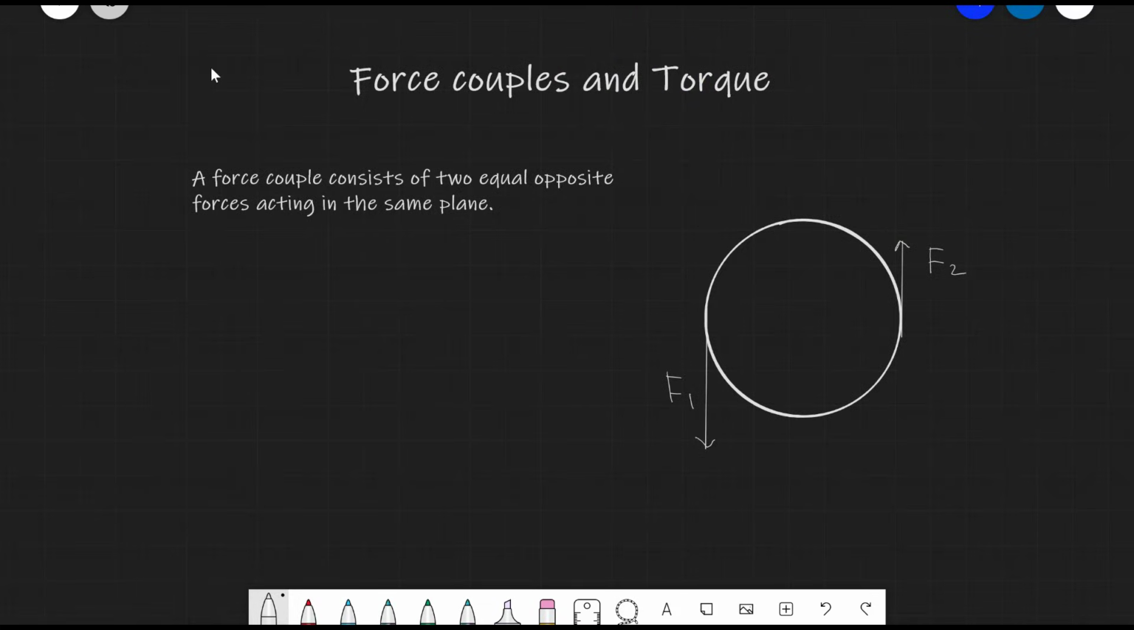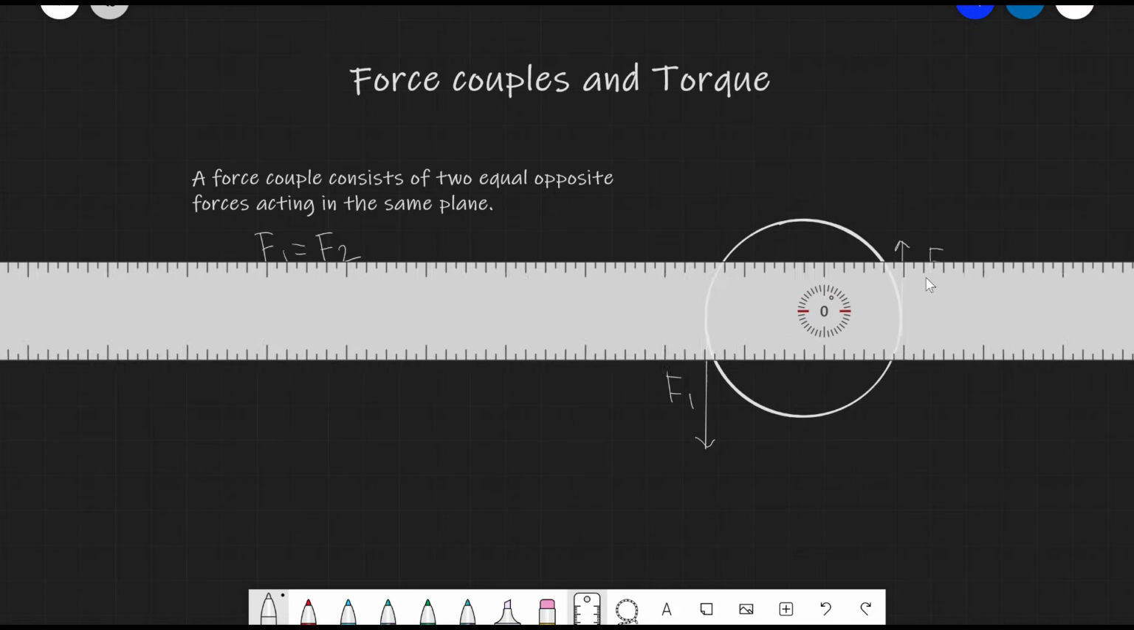Okay guys, now let's revise force couples and torque. What is a force couple? A force couple consists of two equal and opposite forces which are acting in the same plane. For instance, if we have two forces, let's call them F1 and F2, these will form a couple if they have the same magnitude, but they're acting in the opposite direction. So F1 will be equal to F2 in magnitude, but opposite in direction.